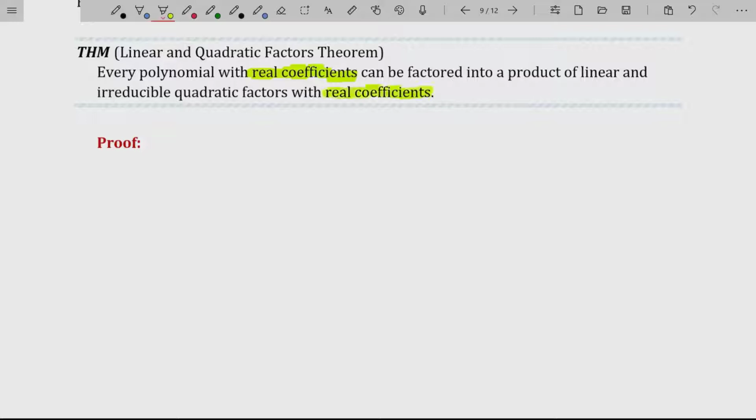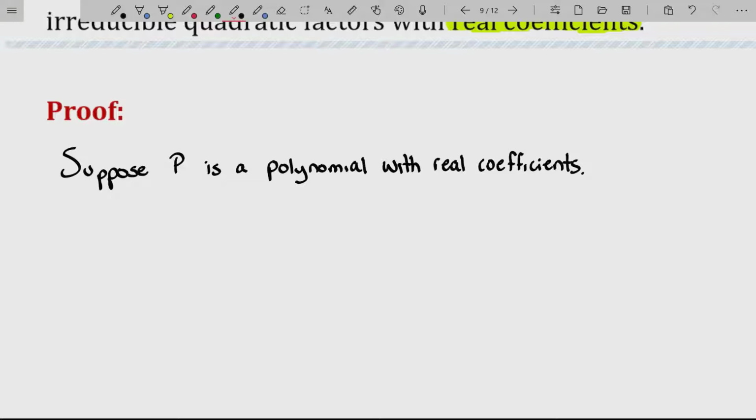We faced this style of theorem before where it's not an if-then statement. It doesn't explicitly state if this is true, then that is true. However, it is an if-then. If we have a polynomial with real coefficients, then it can be factored into the product of linear and irreducible quadratic factors with real coefficients. So we're going to start by supposing that P is a polynomial with real coefficients.